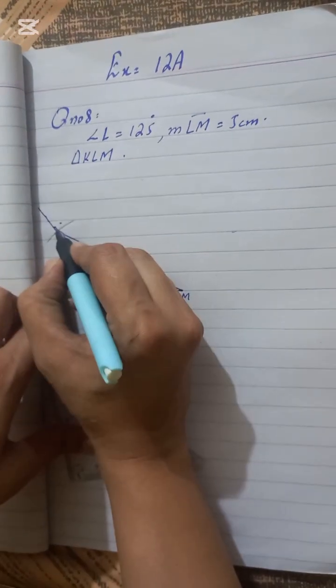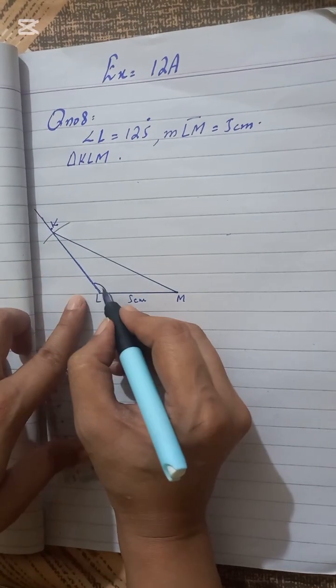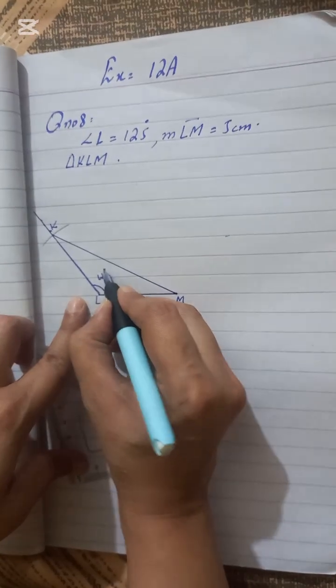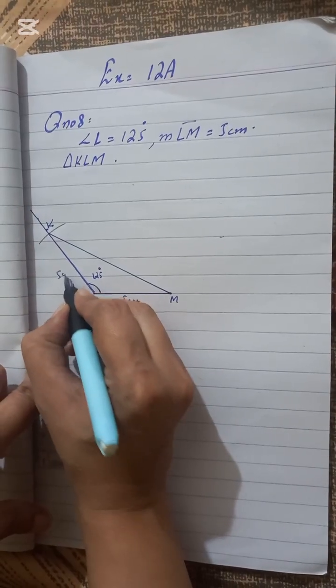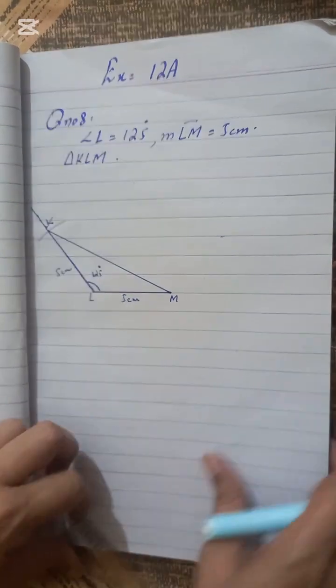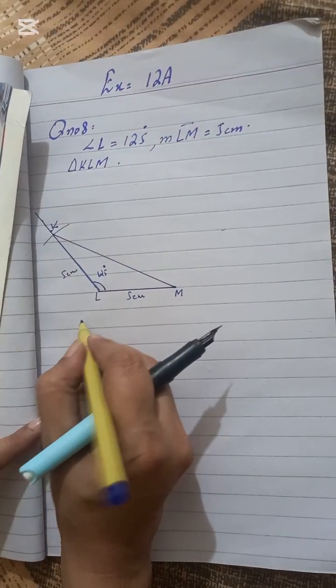This point is called K, and the angle represents 125 degrees and the length of KL is equal to 5 centimeters. And now the steps of construction. Write down the steps of construction.